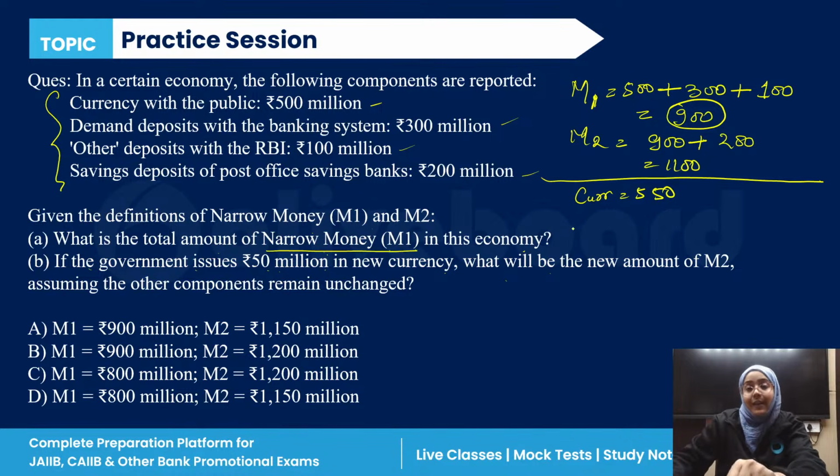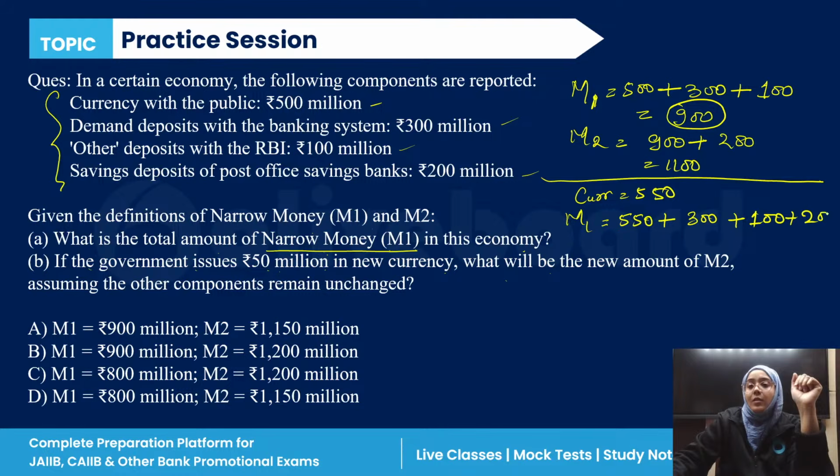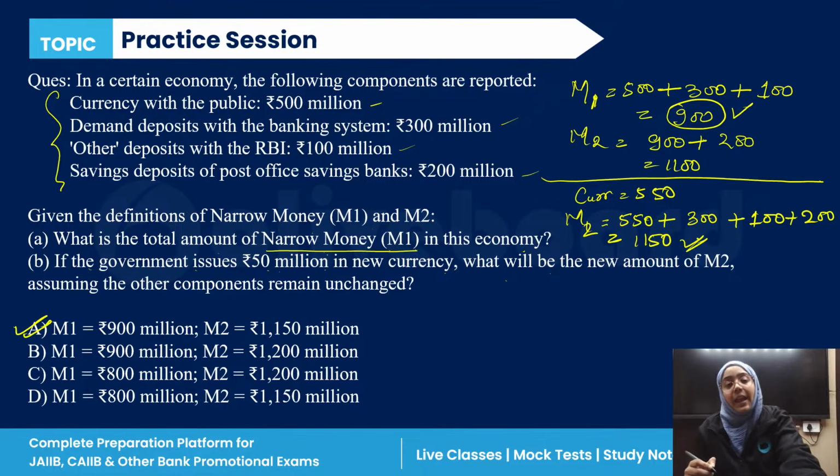M2 is very simple. We just have to add. First of all, calculate M1. It is 550 plus 300 plus 100. And finally, you have to add 200 also. So M2 is 1150. M1 is 900 and M2 is 1150. So the correct answer is A. A is the correct answer, not D.